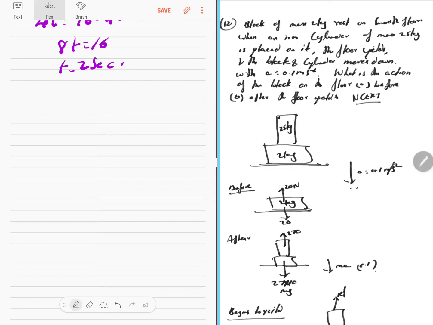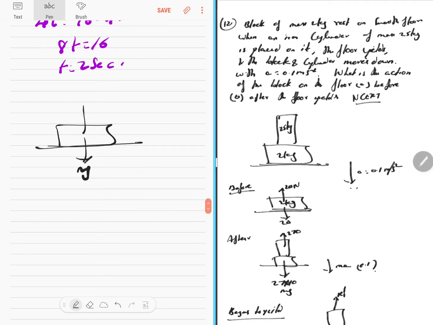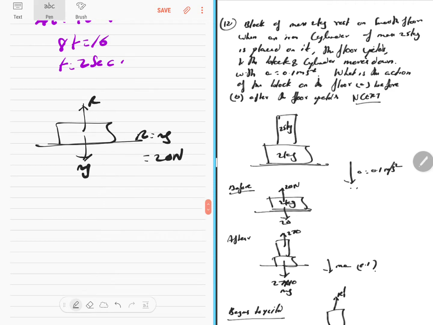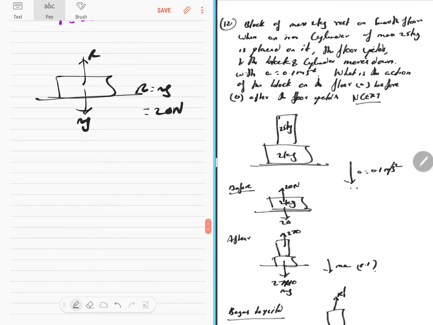Okay. So initially the floor is not yielding because there is only the 2 kg block. When the 2 kg block is placed, the downward force will be mg and the upward normal reaction will be R, and R will be equal to mg, which is equal to 20 newtons because 2 into 10. But the moment the cylinder has been placed, the total weight is going to change. It's 27 kg times g, because you have a big 25 kg cylinder which is getting placed.